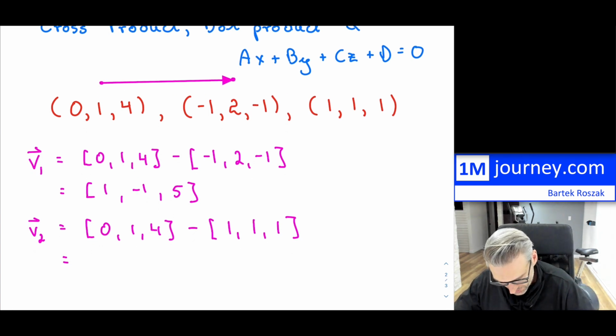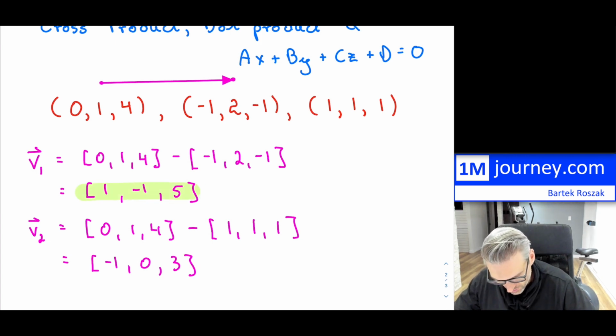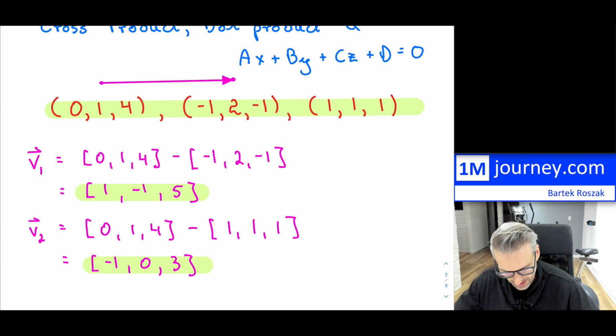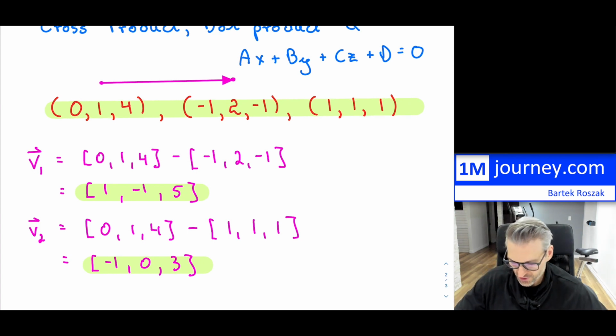So within here, this is going to be negative 1, I guess, and then 1 minus 1, so that's 0, and then 4 minus 1, which is going to be 3. We can just check and make sure that these 2 vectors that we have are non-collinear. These points were actually non-collinear, so we're not going to get collinear vectors.